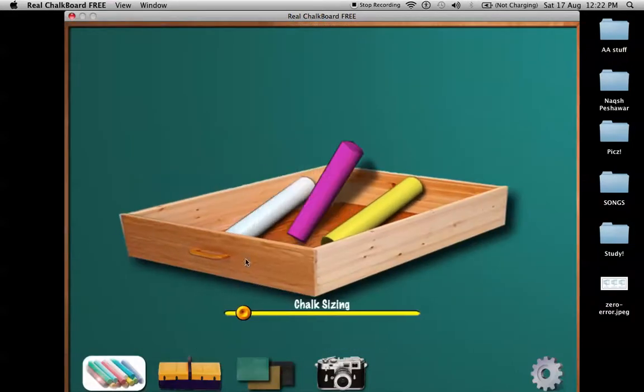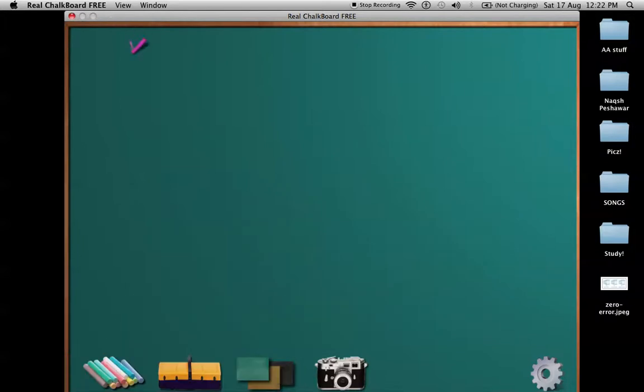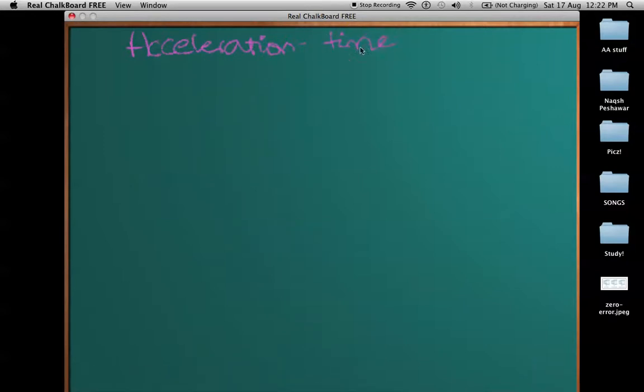Now the third and the last one, the acceleration time graph. Let's take an example here.